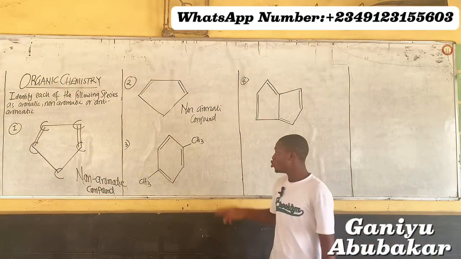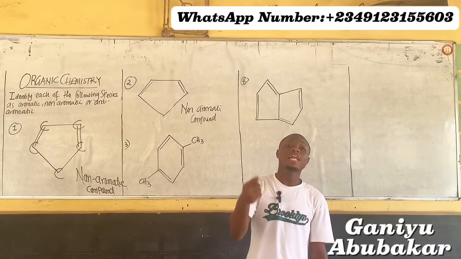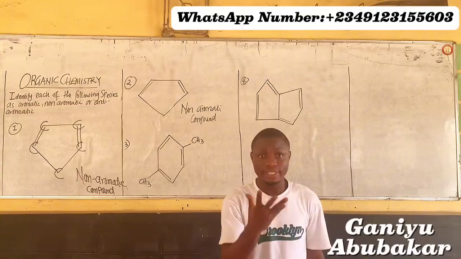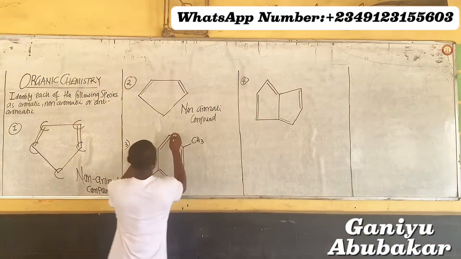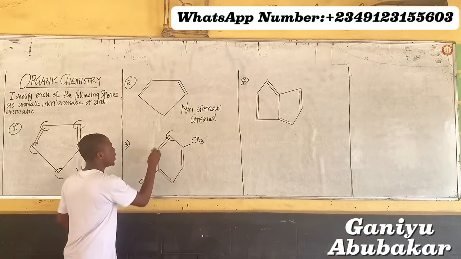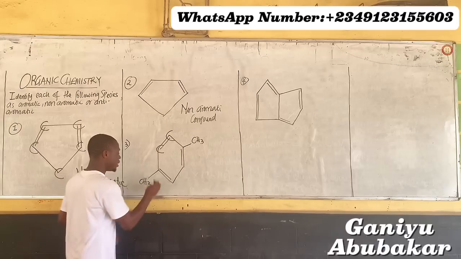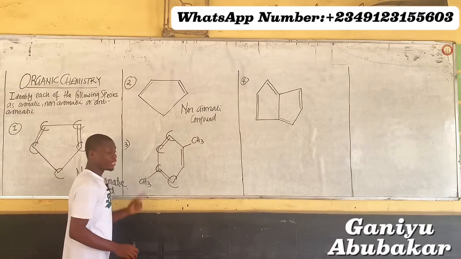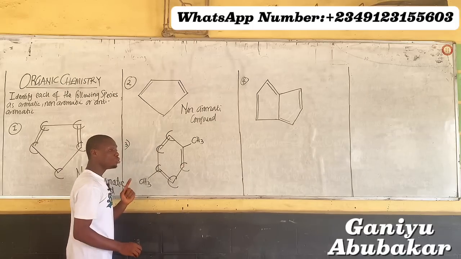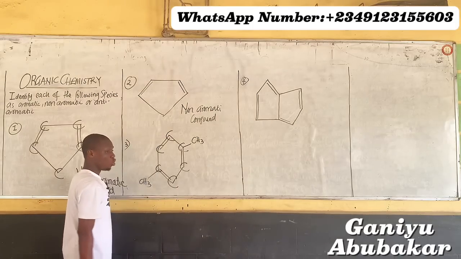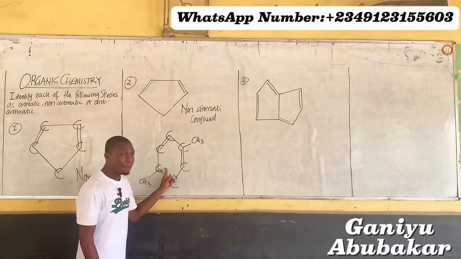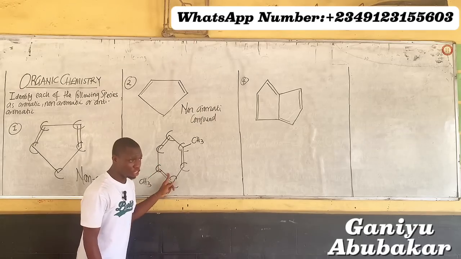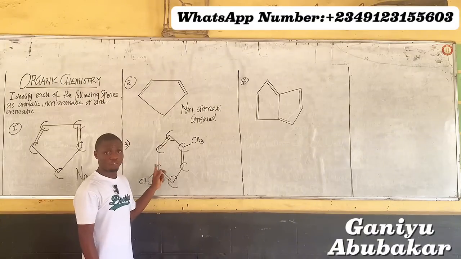Condition met. Number 2, all carbon atoms must be conjugated. Look up, please. At this point here, conjugated. At this point here, conjugated. At this point here, conjugated. At this point here, conjugated. At this point, conjugated. At this point too, conjugated. So all carbon atoms must be conjugated. True or false? Of course, true.